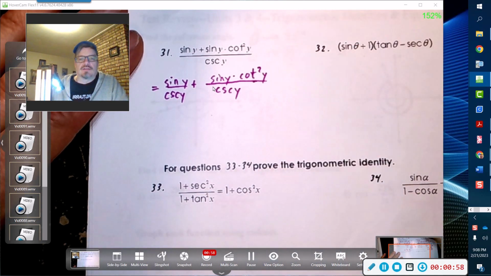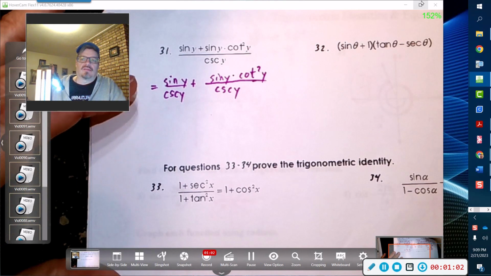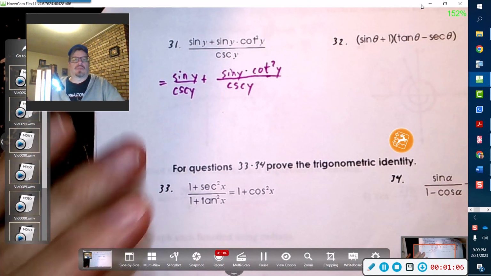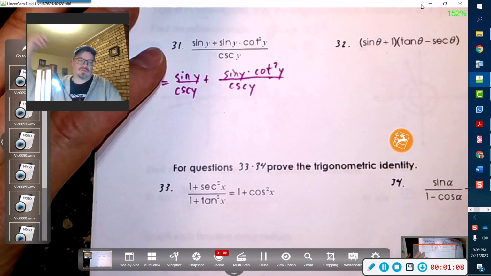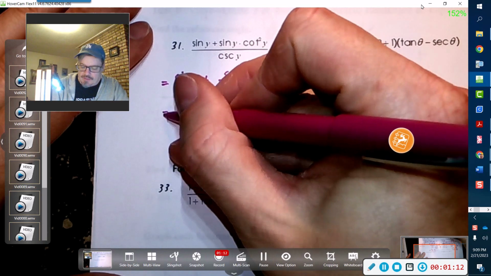Try to keep the variable consistent. I always forget that, but it's pretty important to do that. If you're using y, keep it y. Don't switch to x or theta, even though I unfortunately do it sometimes.